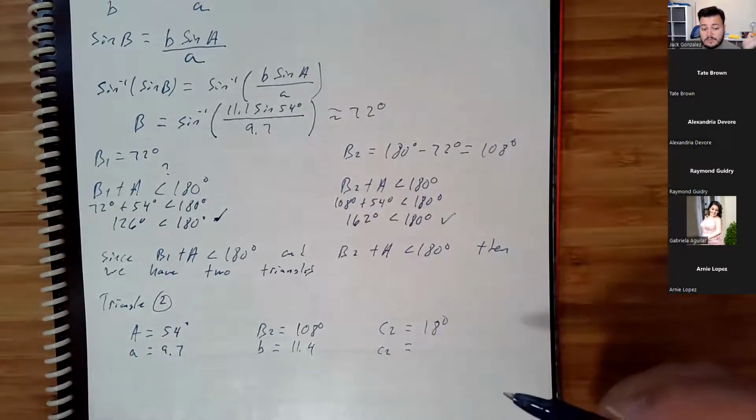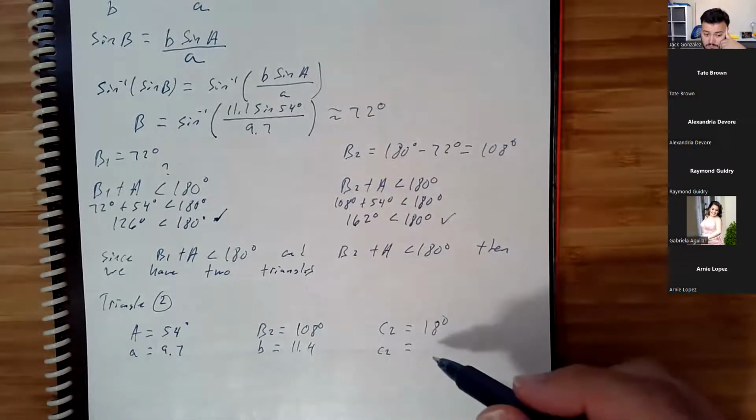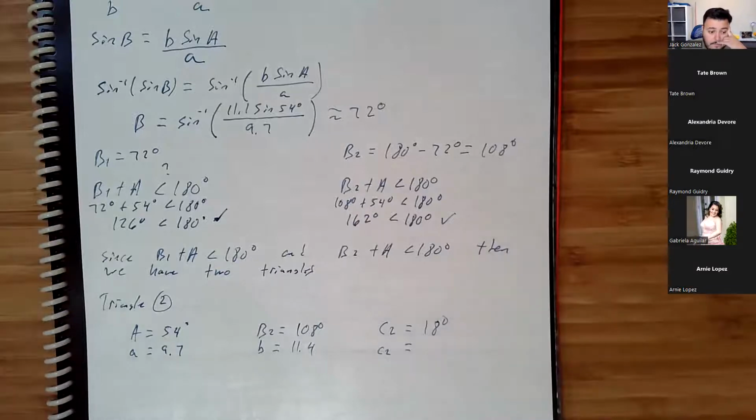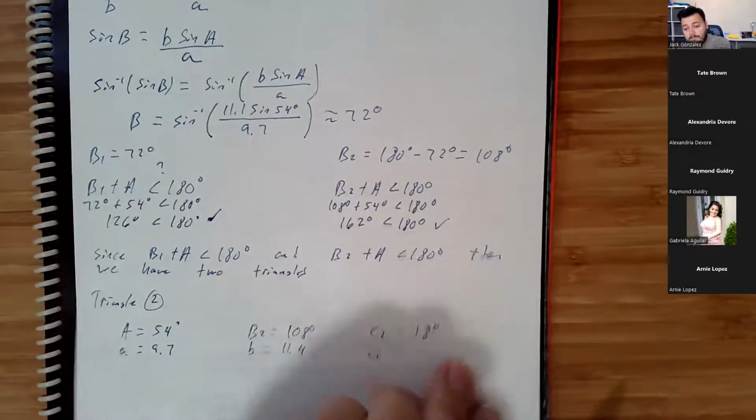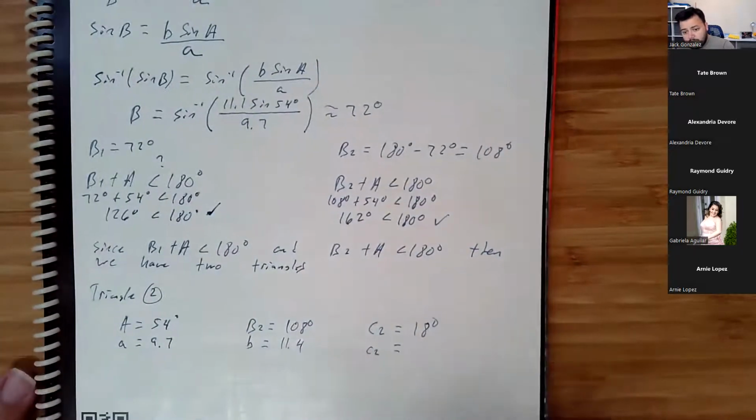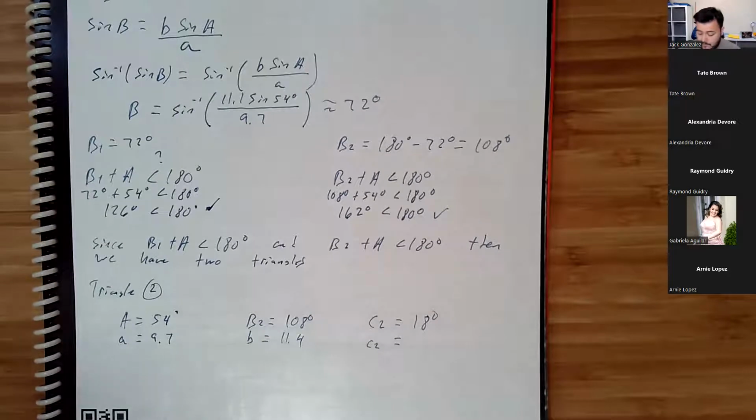We almost have the two triangles completed. Now we just need that C2 and little c1. So we'll do that on the next page. Guys, okay so far? Okay, let me turn the page in just a moment.